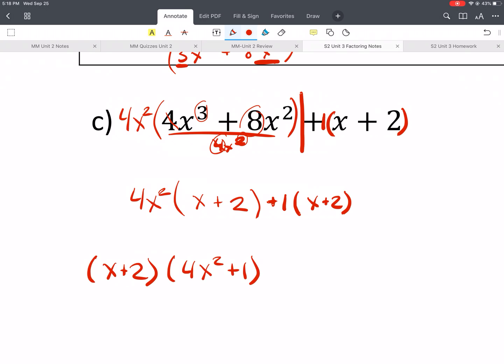If you didn't write this 1, then maybe you would get a little confused about what you're supposed to do. But if we factor out the 1, then we always know that that's what's going to be our second term in our parenthesis. And when we're doing it by grouping, you'll always get 2 terms in each parenthesis.